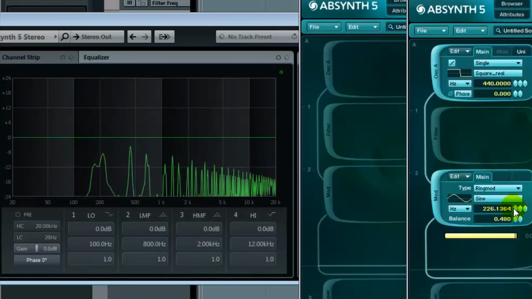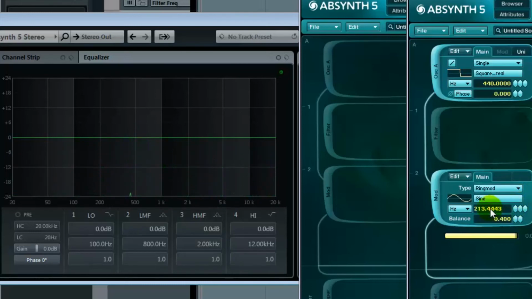And it's a pretty cool sound. Notice what happens if I type in 220 hertz. I'm playing 440 hertz, and I'm modulating by 220 hertz, and a little light bulb should be going off in your head right now, right? This is called a harmonic relationship.